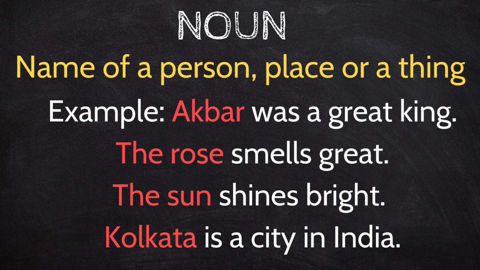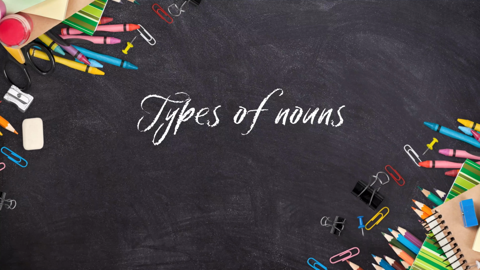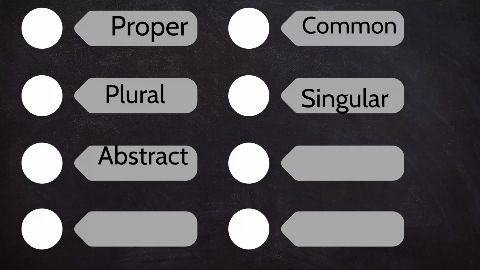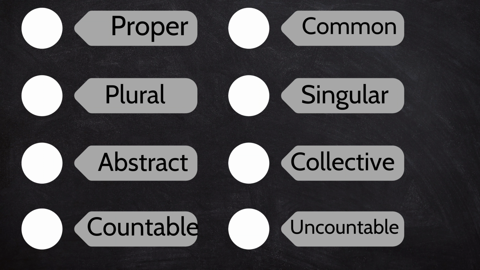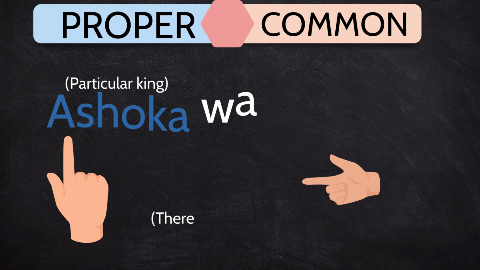In all these words, the words highlighted in red are nouns because they give name of a person, place, or a thing. For example, Akbar, the rose, the sun, Kolkata, they all are nouns. Types of nouns. There are different types of nouns: proper noun, common noun, plural noun, singular noun, abstract noun, collective noun, countable nouns, and uncountable nouns. These are kinds of nouns that we are going to study.